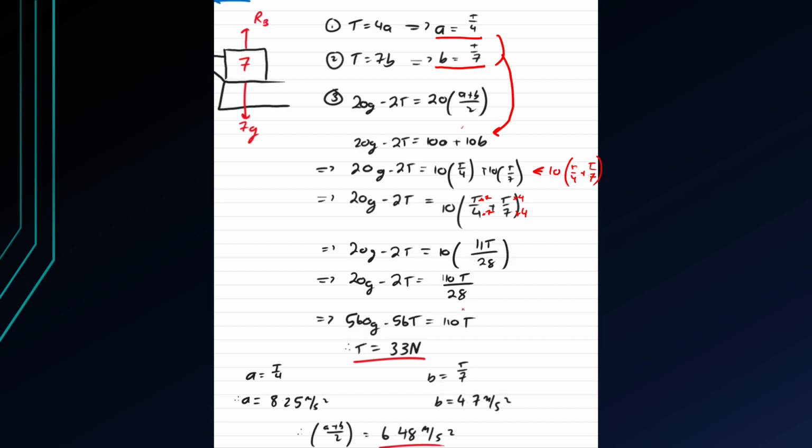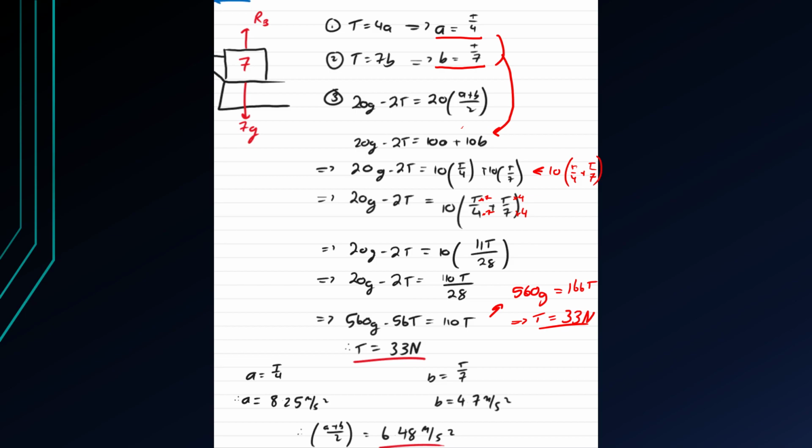So after doing some simplification, after multiplying by 28, we get 560g minus 56T is 110 times T. So I skipped a bit here, but 560g is therefore 166T. So T is 560 times 9.8 divided by 166, which is indeed 33 newtons. So that's the tension in the string.